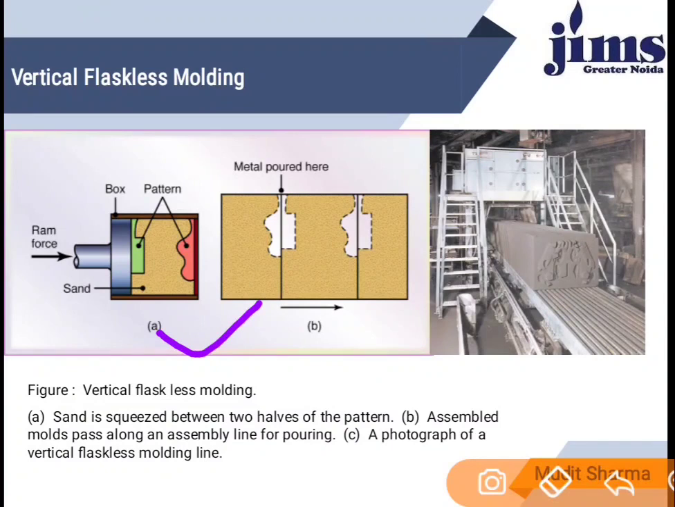Initially, the sand is blown from the blower head into the molding chamber under the action of compressed air, like you can see in the figure. The entrance to the chamber is chopped off and the squeeze plunger moves forward like this, and compacts the sand at 8 to 15 megapascal.